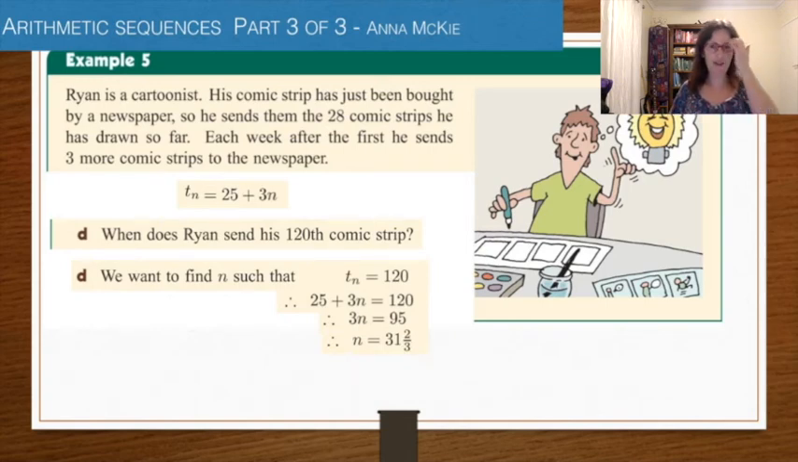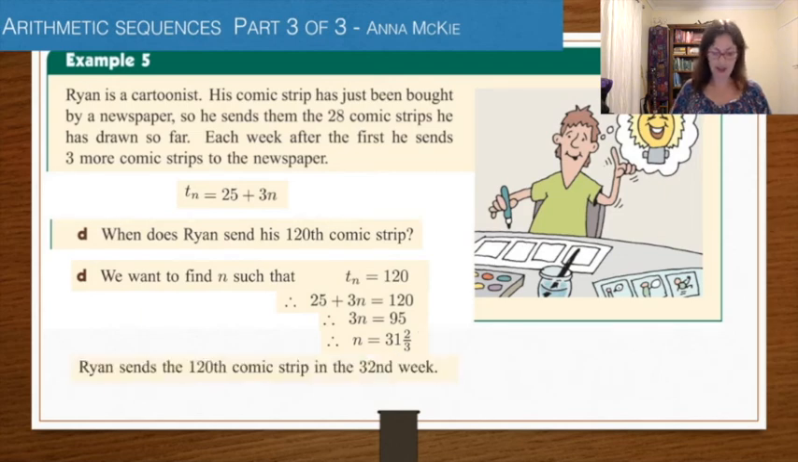Just having a think about if it needed to get to the end of a week, after the 31st week, has he reached 120? Not quite. He has to get 2/3 of the way through the next week. But in this case, it's sufficient to say in the 32nd week. Just make sure you always read the question, because it might say it has to get to the end of the week, or it should be clear. Here it says, when does he send his 120th? So it'll be during that week sometime.